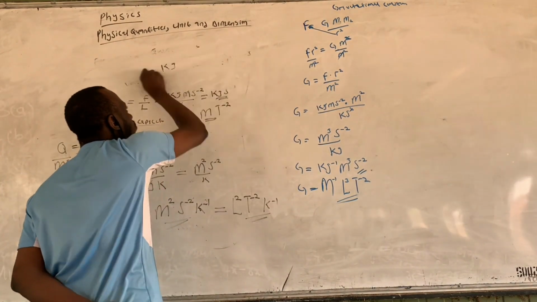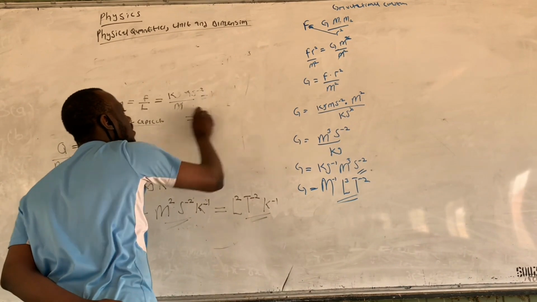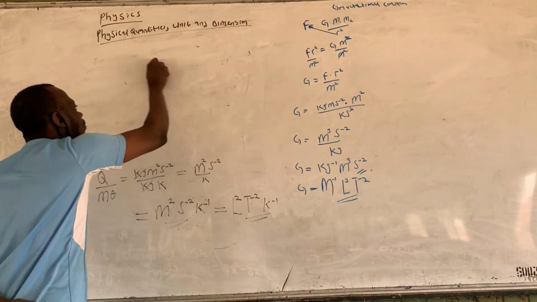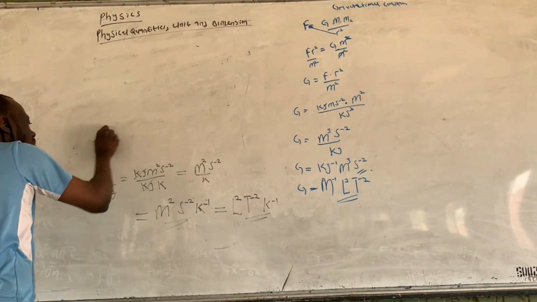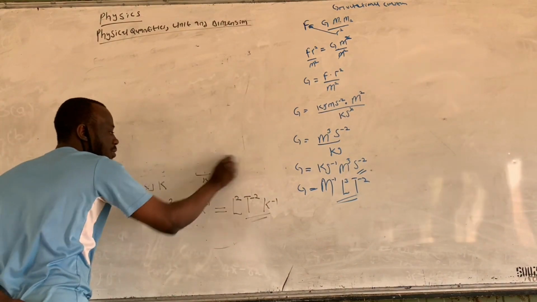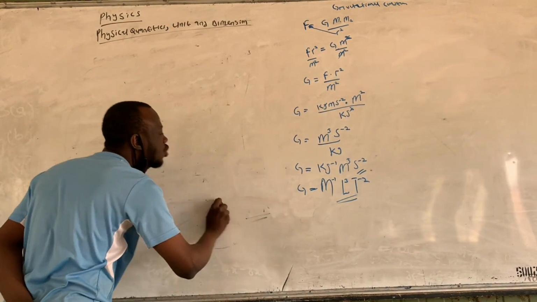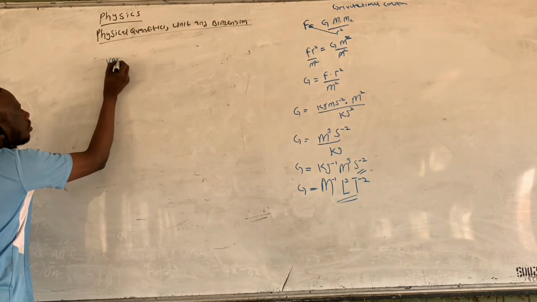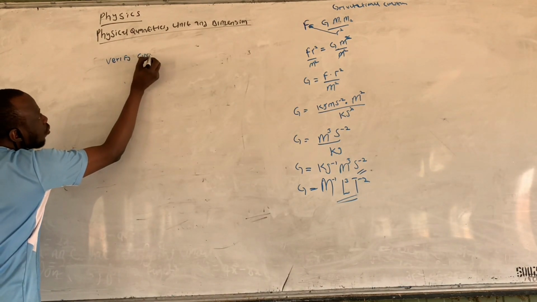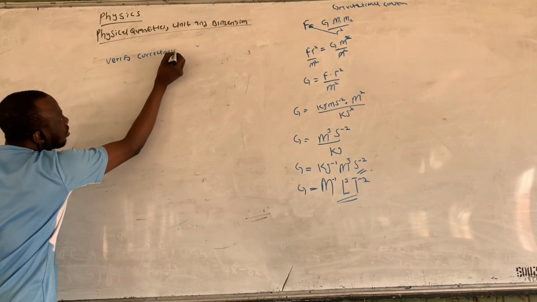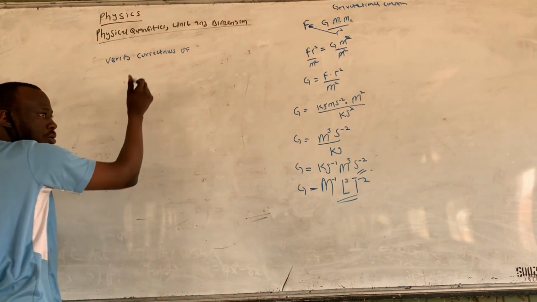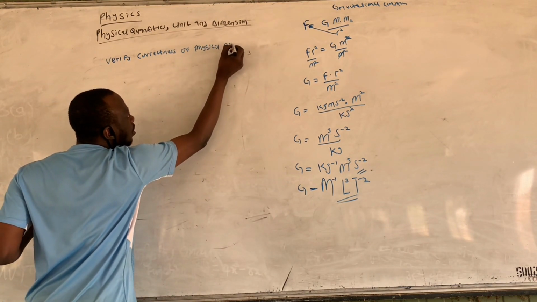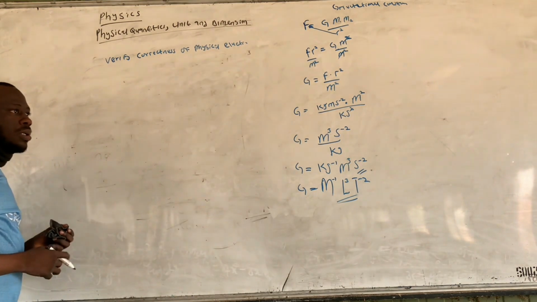Now, another application of dimension is to verify the correctness of an equation. So the second application is to verify the correctness of a physical equation.